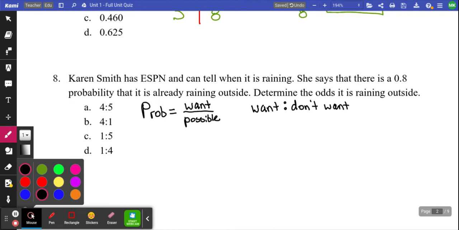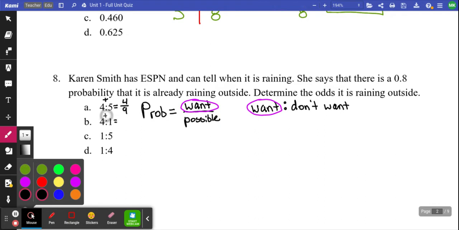Cool. That means these two things are the same. The number on top of my probability and the first number in my odds are both what I want to have happen. The difference is the second numbers. When you're doing probability, you're dividing by what's possible, which would be the want plus the don't want. When you have the don't want in odds, that's what's possible, subtracting what you do want. So, to convert from odds to probability, I need to add these numbers together to create the possible. So this is really 4 over 9.